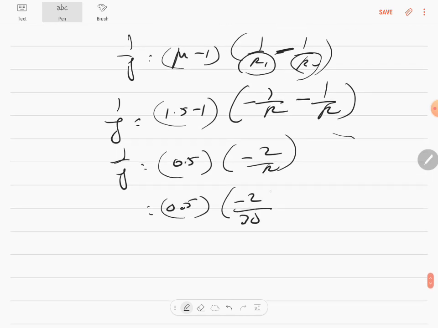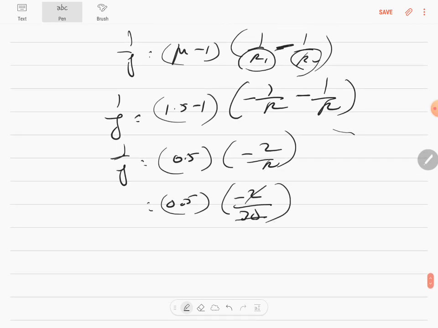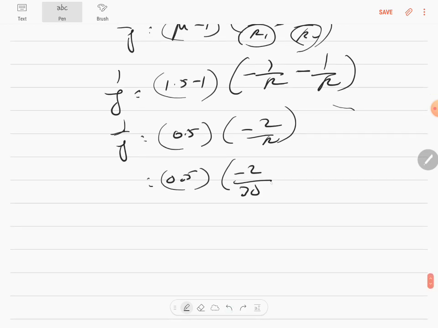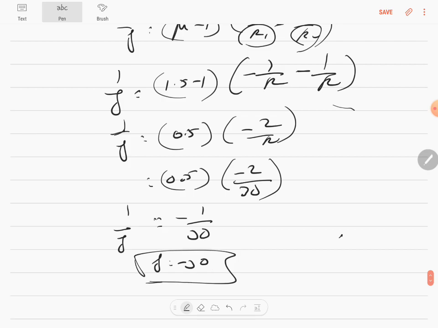Just substitute that here. So 2 1, this will become 15. And this is 1 by f, right? You need not have cancelled that. Instead you could have written 0.5 into 2 itself is 1 minus 1 by 30, correct? Is 1 by f. So f itself is minus 30. So the biconcave lens has a combined focal length minus 30.